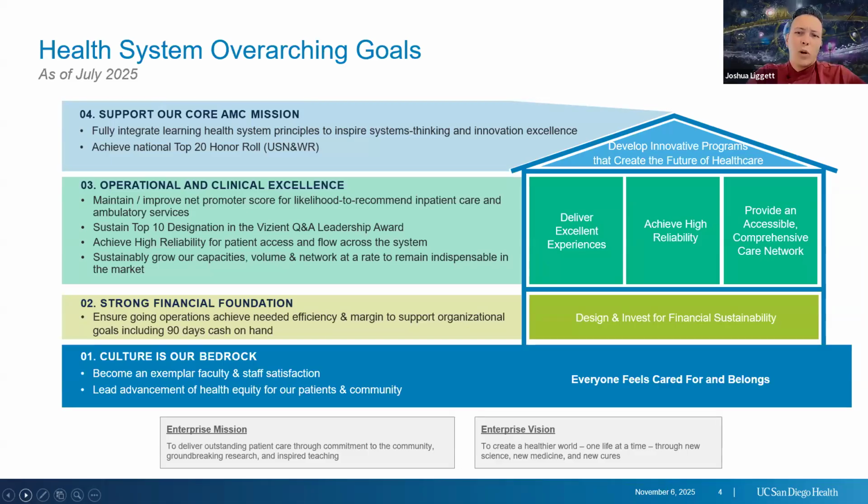We're using this slide to underscore the health system's overarching goals. Culture as our bedrock, making sure everyone feels cared for and belonged. So what kinds of goals can be set that fit within this scope? When we're talking about efficiency, the health system is focused on ensuring a strong financial foundation. So what ways can we work within the ethos of designing and investing for financial sustainability that makes sense locally for our team?